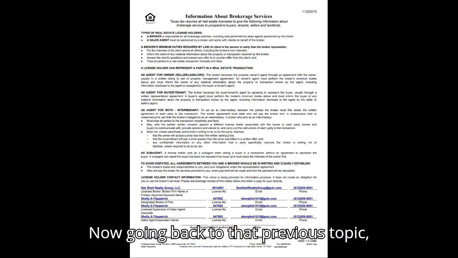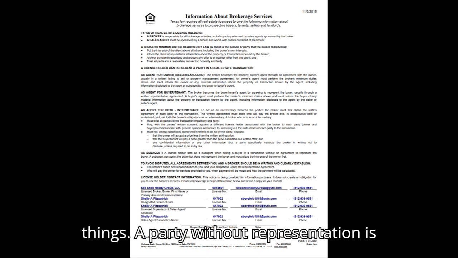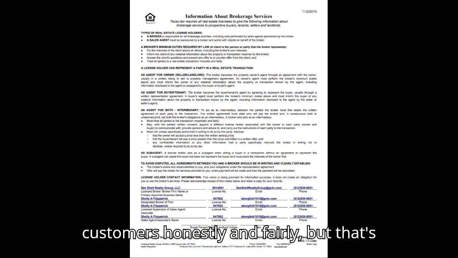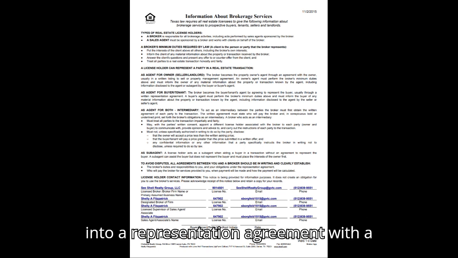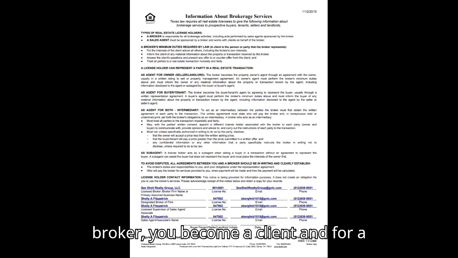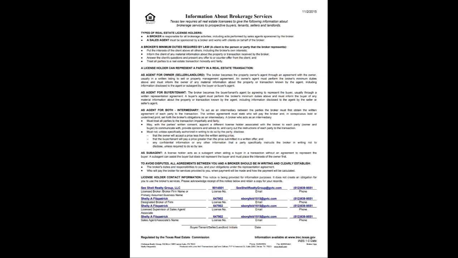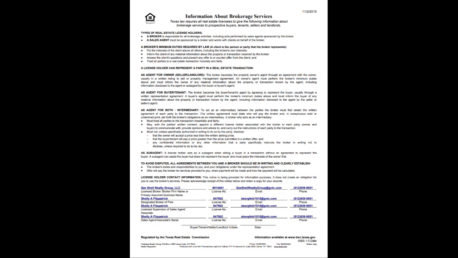Now, going back to that previous topic, having no representation means a few things. A party without representation is called a customer, and a real estate license holder is obligated to treat customers honestly and fairly, but that's it. When you choose to enter into a representation agreement with a licensed real estate agent through their broker, you become a client, and for a negotiated fee, you receive the benefit of our advice and opinions. With that agreement comes our fiduciary responsibility to you of obedience, loyalty, disclosure, confidentiality, accounting, and reasonable care.